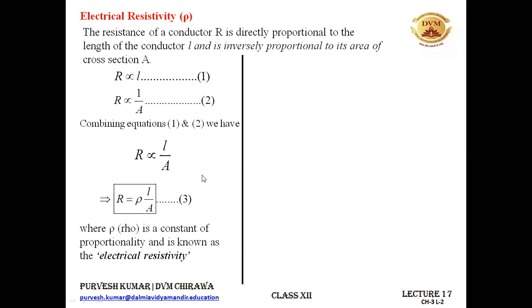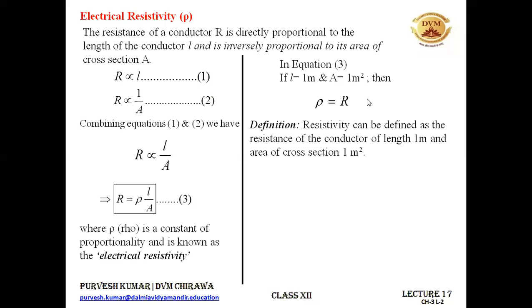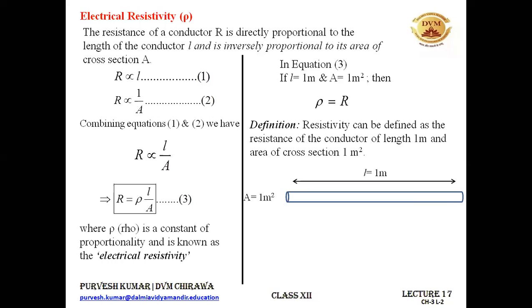Now, how to define resistivity? In equation number 3, if L is equal to 1 meter and A is equal to 1 meter square, then we can write R is equal to rho. That is, resistivity is equal to the resistance of a conductor of length 1 meter having area of cross section 1 meter square. So that's how we can define resistivity.